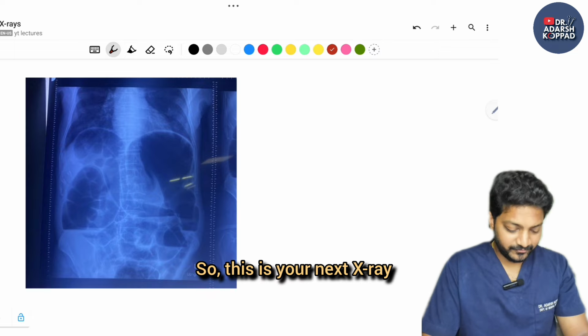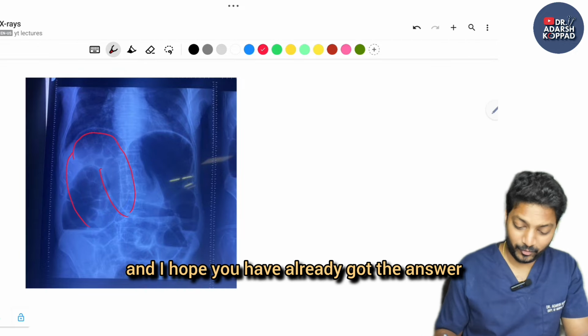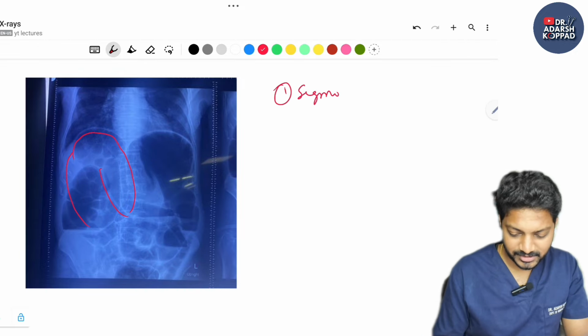So this is your next X-ray where you can see this classic coffee bean sign. And I hope you have already got the answer. This is an X-ray of sigmoid volvulus.